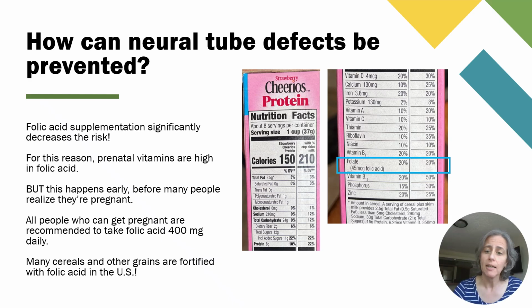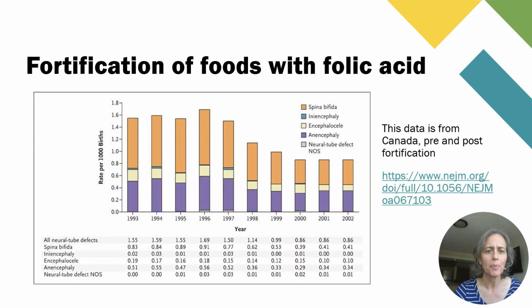Now, 20% of the RDA, right? So it's not a super high dose. That's about 1/10 of the dose that is recommended for pregnant or potentially pregnant people. So it would be hard to overdose with cereal. You'd have to eat a lot of bowls of cereal. But just this little bit can actually help.